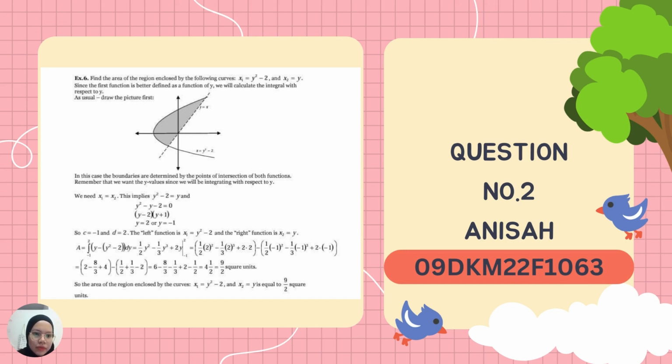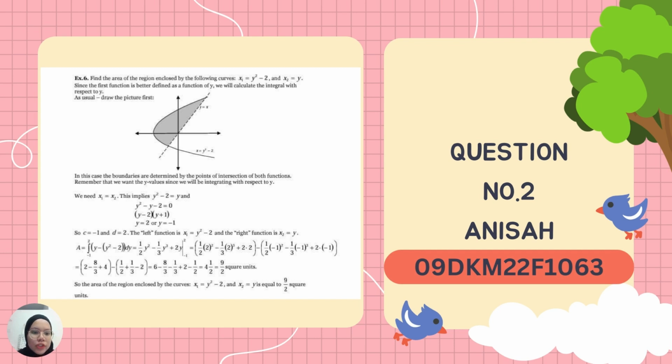In this case, the boundaries are determined by the points of intersection of both functions. Remember that we want the y values since we will be integrating with respect to y. We need x1 equals x2. So this implies that y squared minus 2 equals y. But we want the equation equal to 0, so we will put the equation into the calculator using the EQN mode. So we will move y to the left side. So we will get the equation y squared minus y minus 2 equals 0.